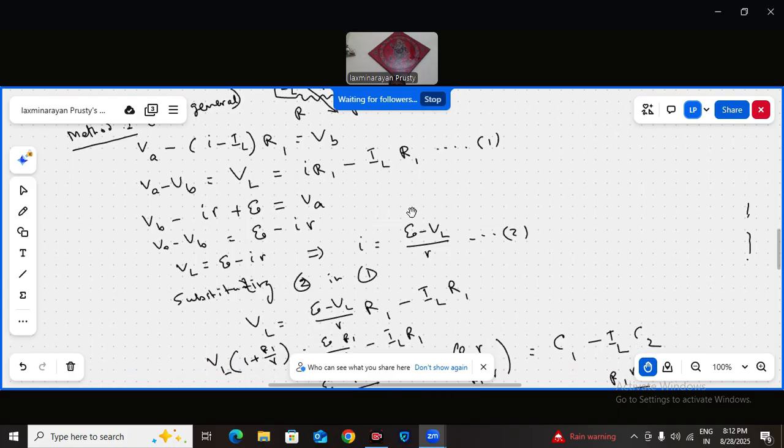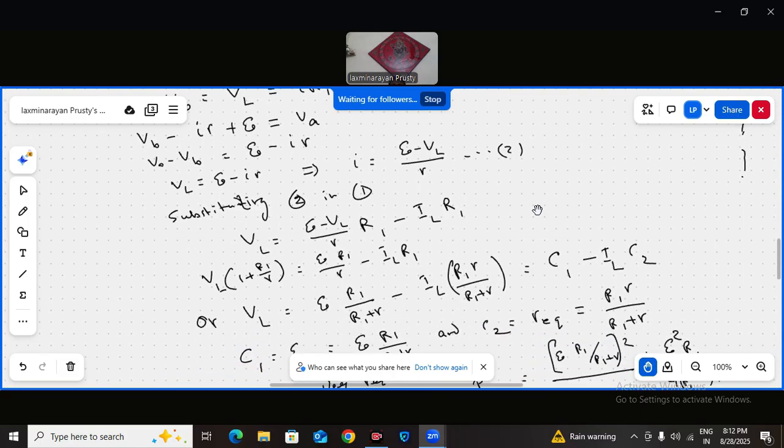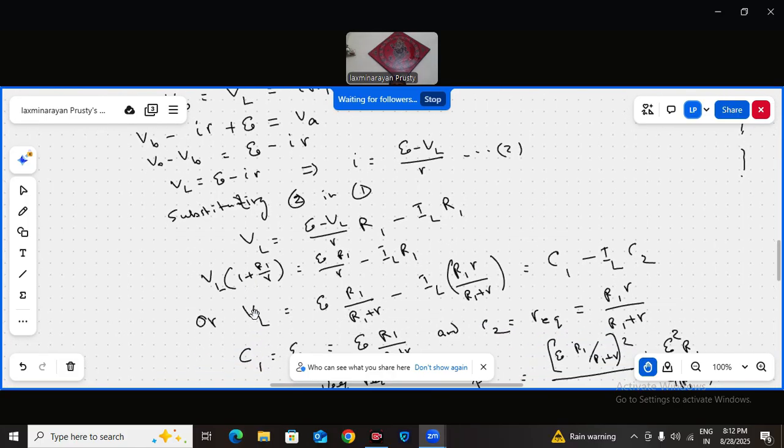I am substituting this value of small i in equation 1. Then VL is (E minus VL) by r into R1 minus IL R1. So VL, I get VL into bracket 1 plus R1 by small r is E R1 by small r minus IL R1. Then divide, because I want VL only. VL should be C1 minus IL C2. So divide by 1 plus R1 by small r on both sides.